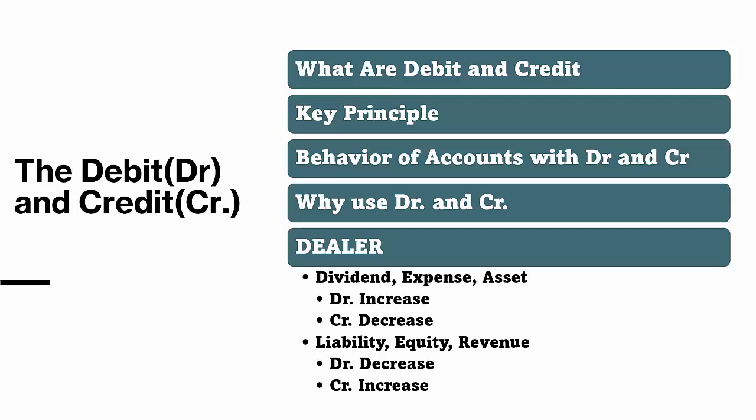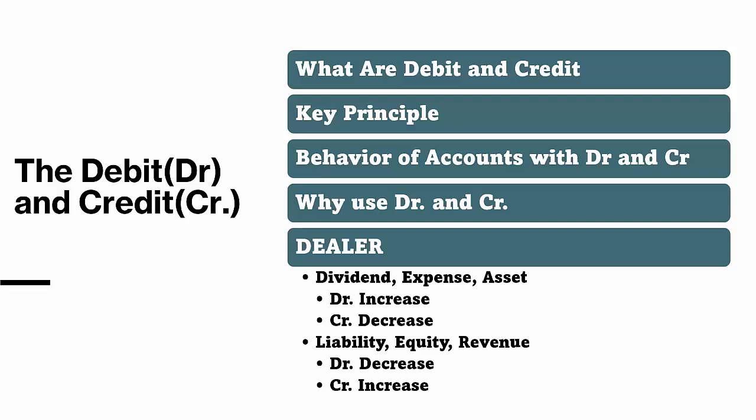Let's look at some examples to make this clearer. Example 1: buying office supplies with cash. Imagine a business buys $100 of office supplies with cash. We need to record this in our accounts. 1. Cash is an asset and it's going down because we're spending it. So we credit the cash account by $100. 2. Office supplies is also an asset and it's going up because we're receiving supplies. So we debit the office supplies account by $100. Entry: debit office supplies $100, credit cash $100. This entry shows that one asset, supplies, increased while another asset, cash, decreased, and they balance each other.